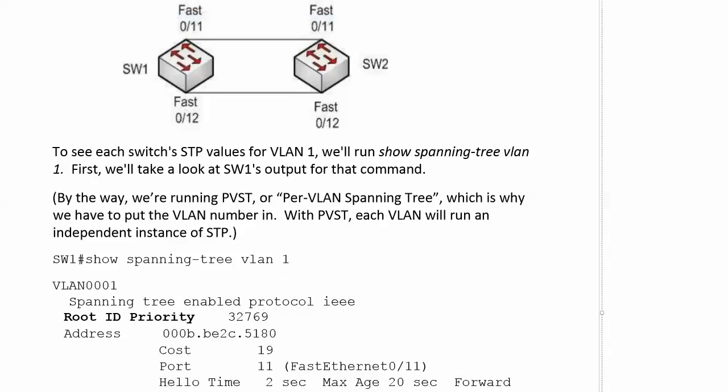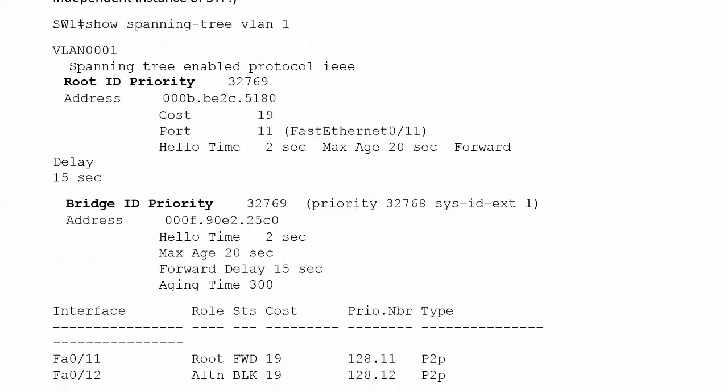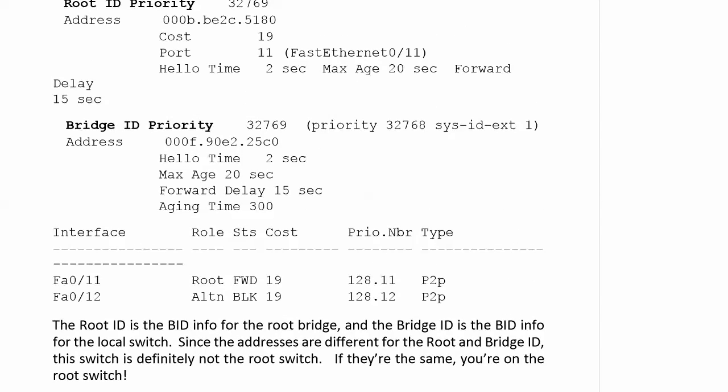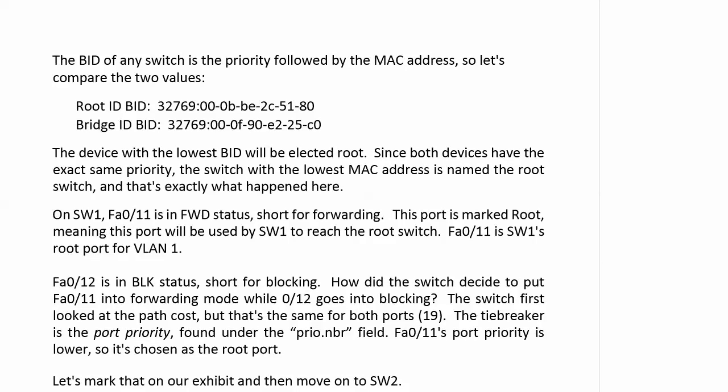Fortunately, that's not what I got for VLAN 1 on this particular switch. And let's look at the output here. I've bolded root ID and bridge ID, and I got priority in there as well. And remember, the root ID information is about the root switch. The bridge ID information is about the local switch. So we can see that we are not on the root because the MAC addresses of root ID and bridge ID are different. Also note that FAST11 has been put into forwarding status, but FAST12 has been put into blocking mode. Okay, and we'll talk why in just a second. As a matter of fact, let's go over there and do it right now. We know that the bid of any switch is the priority followed by the MAC.